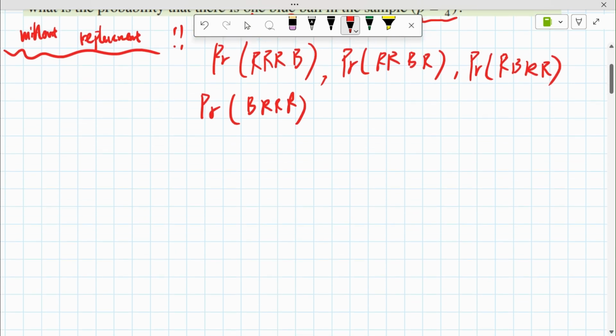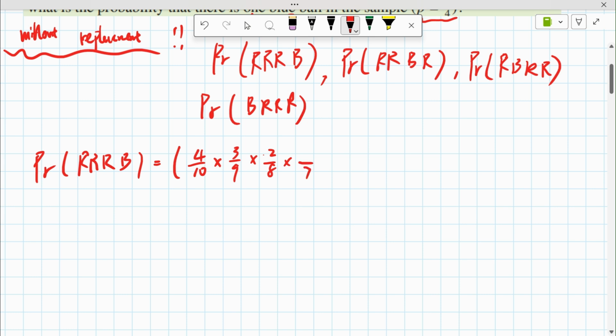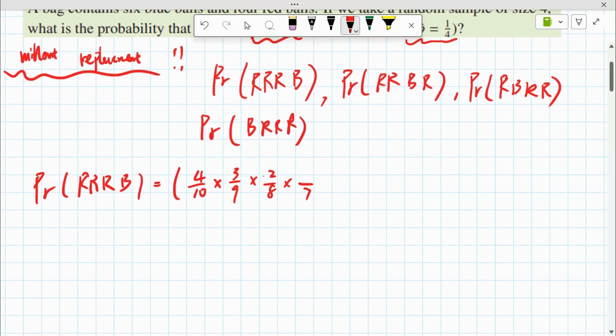Because it is without replacement, first one, the probability of red, red, red, blue equals the first one, which is the red one, 4/10 multiplied by 3/9 multiplied by 2/8, and multiplied by, because 3 balls are taken out of the 10, so 7 balls are left. How many blue balls you have, which is 6/7.